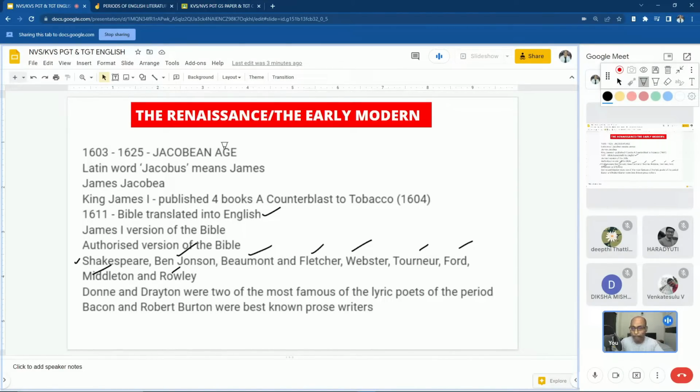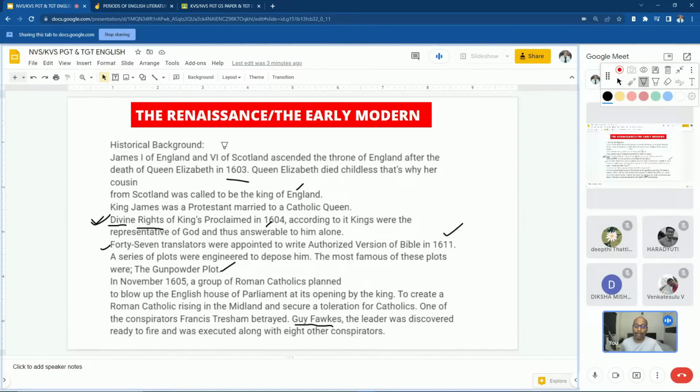But he was a Protestant and he married a Catholic princess, but still he could not bring a kind of conducive atmosphere in the kingdom between Catholics and Protestants. Protestants were dominating, Catholics were suppressed by the Protestants, and there was a very famous plot called the Gunpowder Plot. Catholics, with the help of Guy Fawkes and other conspirators, wanted to kill James I so that they could restore the Catholic faith in England.